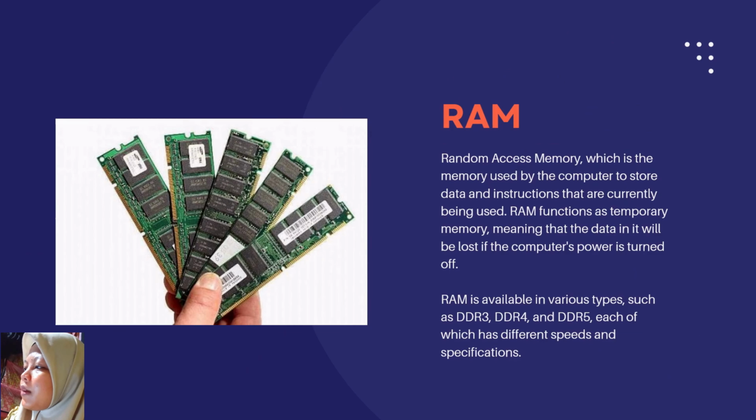Next, RAM, random access memory, serves as temporary memory for storing data and instructions currently in use. When the computer is turned off, the data in RAM is lost. It stores the operating system, running applications, and data being processed by the CPU, which helps speed up performance. RAM comes in different types such as DDR3, DDR4, and DDR5, each offering different speeds and performance levels.